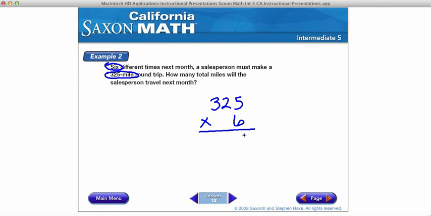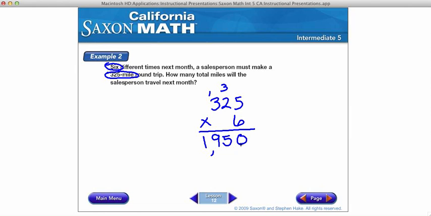6 times 5 is 30. I put the 0 and carried the 3 above the next place, the tens place. Now I multiply 6 times 2 and get 12 and add the 3. 12 plus 3 is 15. Carry the 1 to the next place. 6 times 3 is 18, plus 1 is 19.